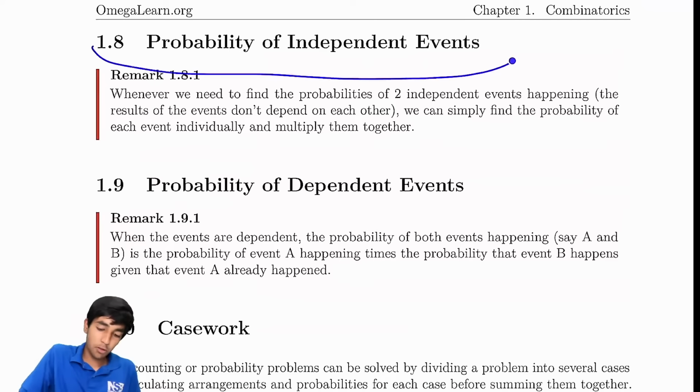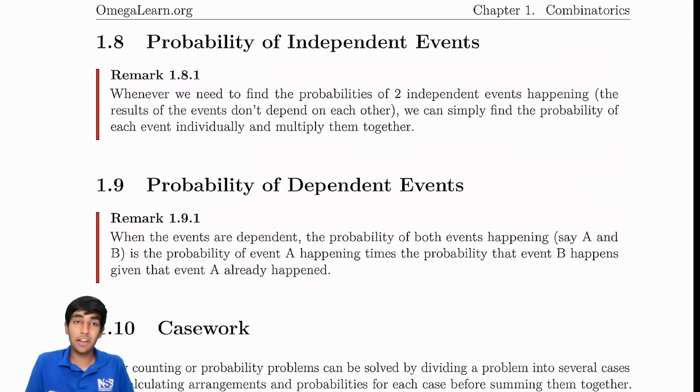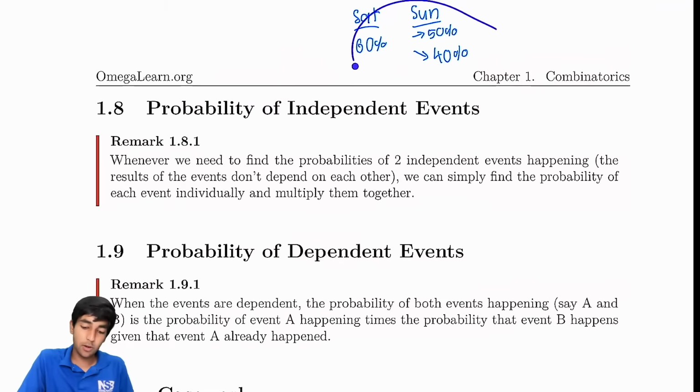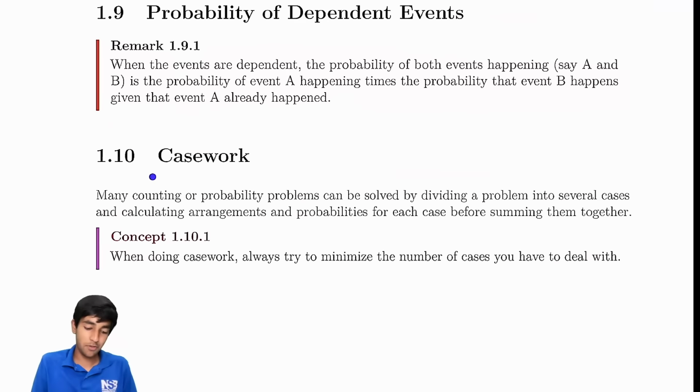So yeah, here you just multiply the probabilities blindly if they don't affect each other. And here you sometimes will have to do casework like I mentioned here. And moving on to casework.